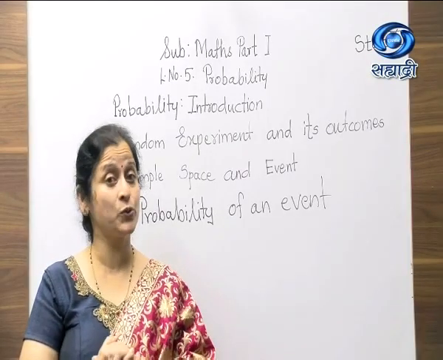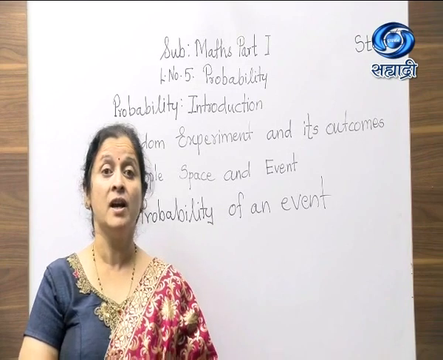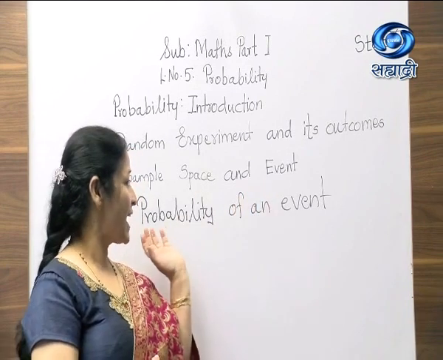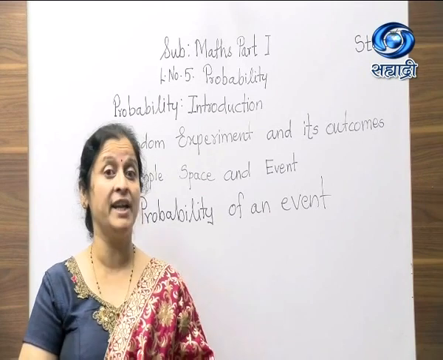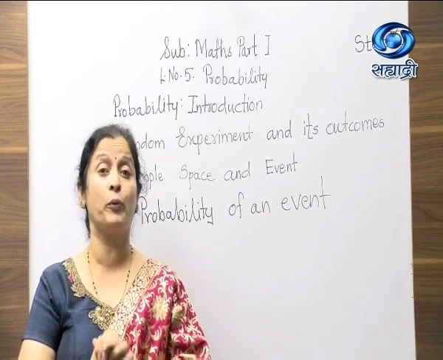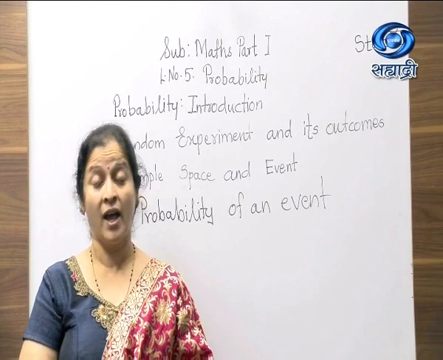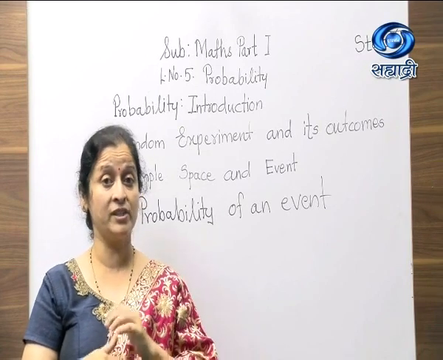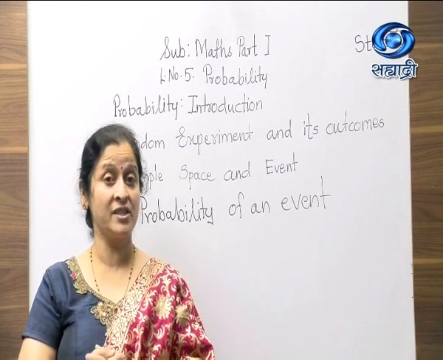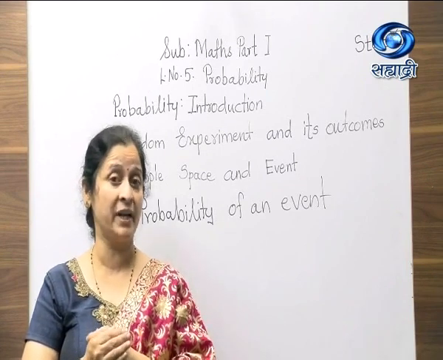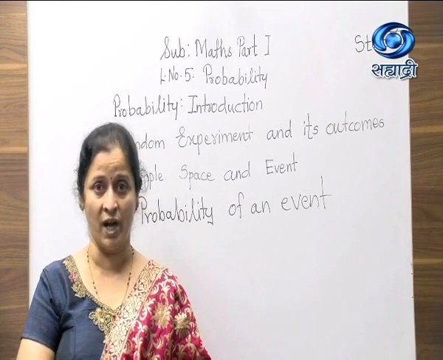So children, in today's topic we have covered the event and probability of an event. Whenever you are finding the probability of an event, the formula is very important. And keep in mind, whenever you are substituting values of n of A and n of S, just make sure the result lies between 0 to 1.